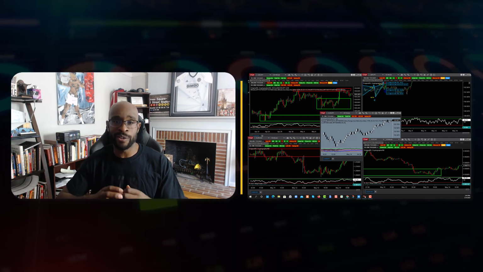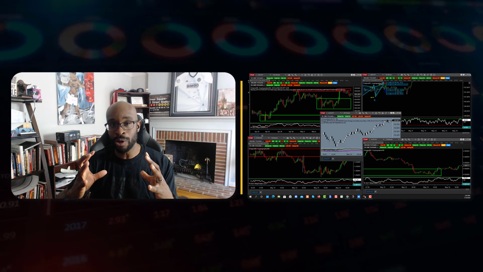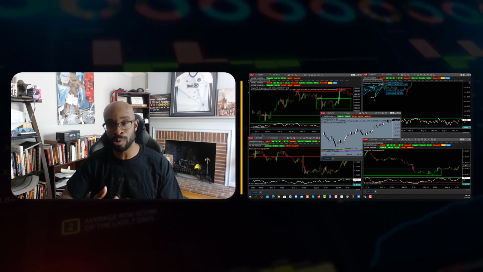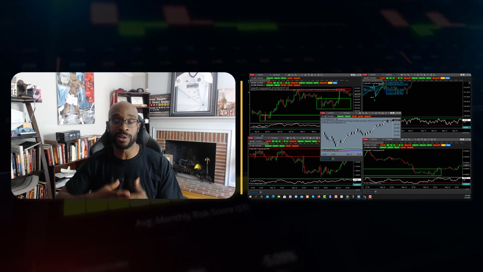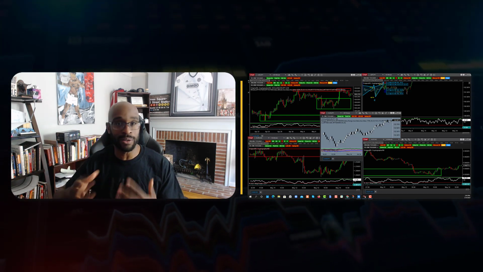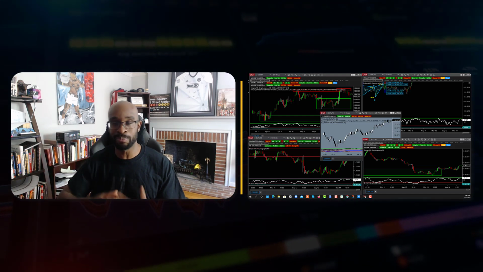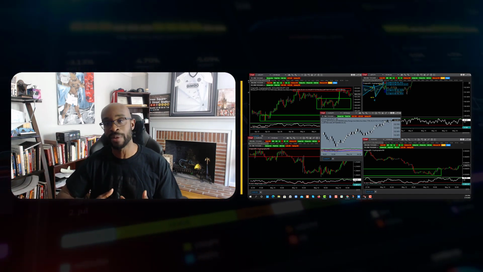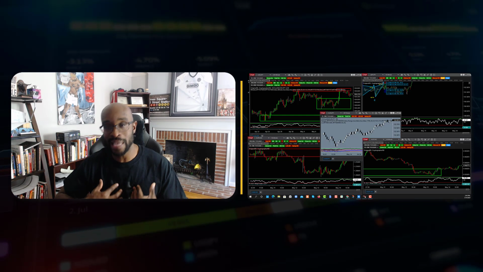So I flocked to patterns because it gave me a lot of structure. Aside from the initial impulse leg, which is the move that starts the pattern, it was black and white. If we hit this level, then I look for this. If we hit that level, then this should be the completion. There was little room for me to mess up, and that's just what I needed at the time.